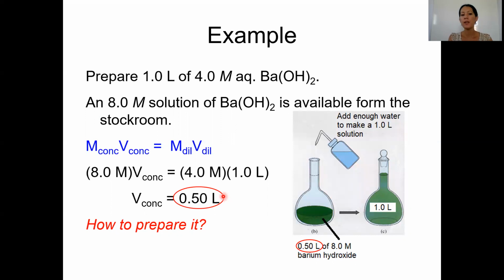So what you're going to do is use this number that you calculated, the 0.5 liters, and that's what you add. That's of the concentrated 8.0 molar solution, and you're going to put it in the volumetric flask. Then you're going to add enough water to make a 1.0 liter solution. Okay, that ends this section. We'll continue more with other aqueous solutions.